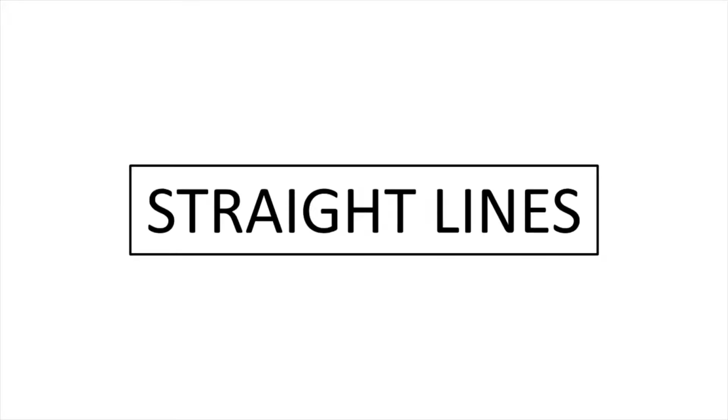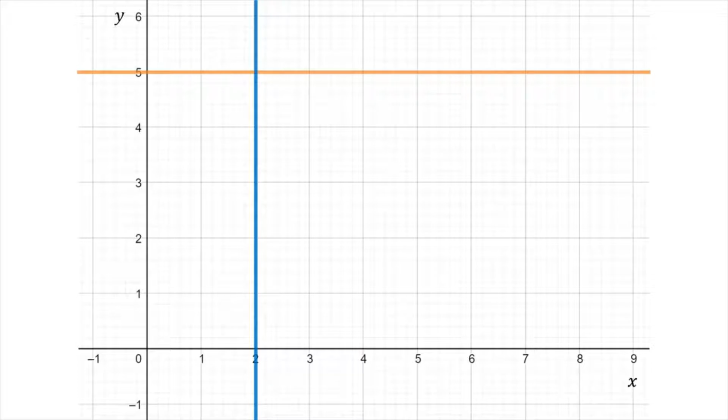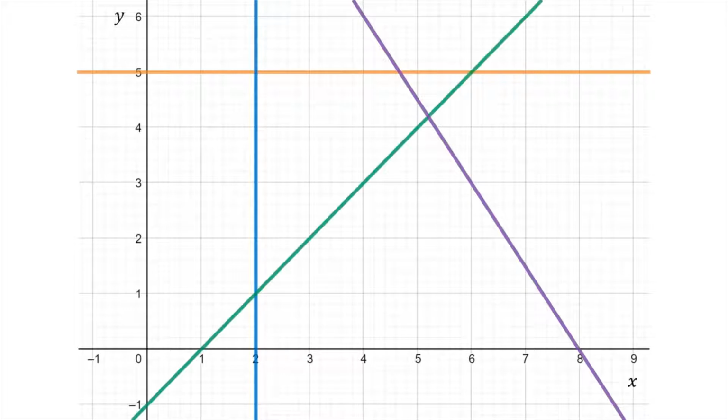In this video, we're going to focus on straight lines that are defined in the Cartesian coordinate system, or the rectangular coordinate system. So straight lines can be horizontal, vertical, or we can have lines that go downward as it goes from left to right, or straight lines that go upward as it goes from left to right.